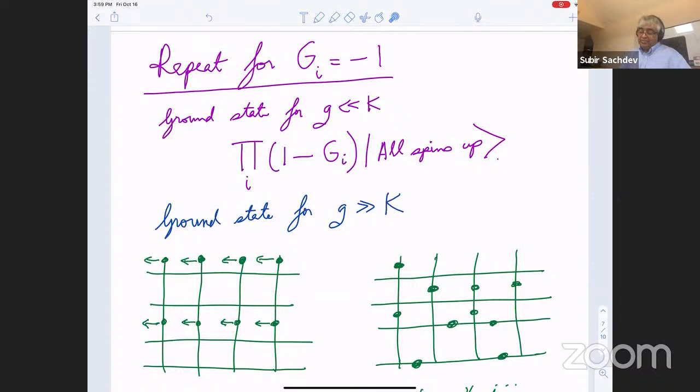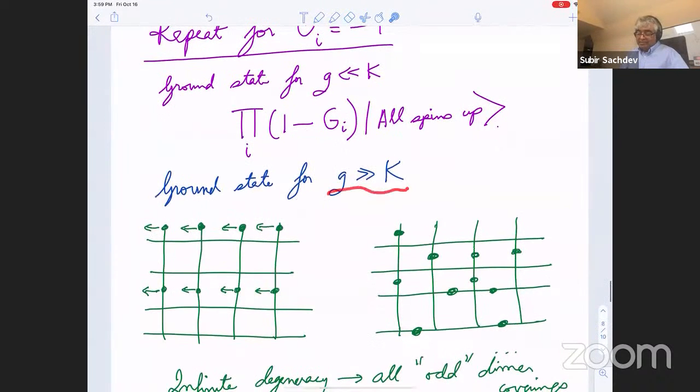For G much smaller than K, it's very similar. You just take all spins up, and then to make it gauge invariant, you put a 1 minus G. So then you can see its eigenvalue under acting on G is just -1. Okay, so then you get the sum over all closed loops where you pick up a minus sign for each plaquette that you enclose. Okay, not so bad. Almost looks similar.